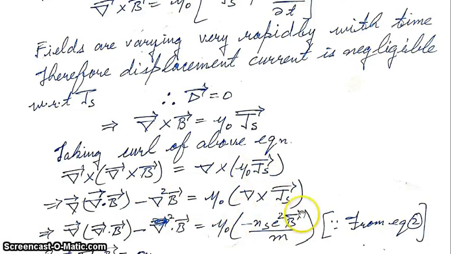Again, we know that del cross Js, according to London's second equation, is minus ns e square B by m. We just put the value of London's second equation here. Del cross Js is equal to minus ns e square B vector by m, from equation 2, right? So del vector cross del vector cross B vector is equal to minus del square B, which is equal to mu naught into minus ns e square B by m, right?